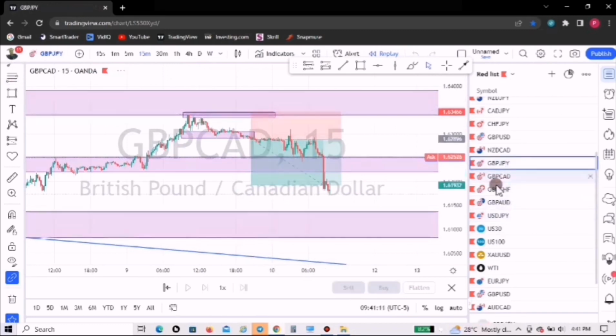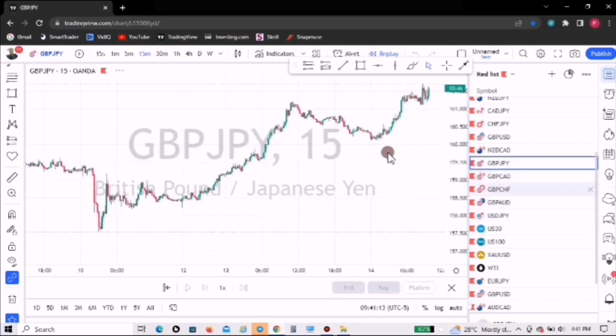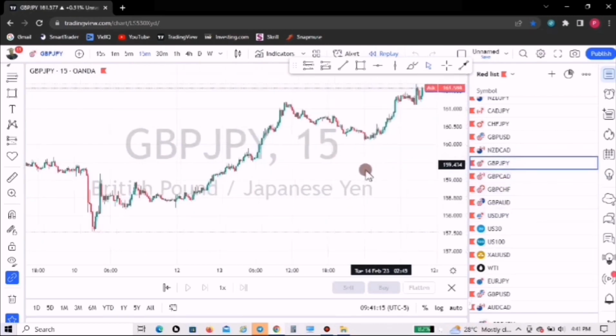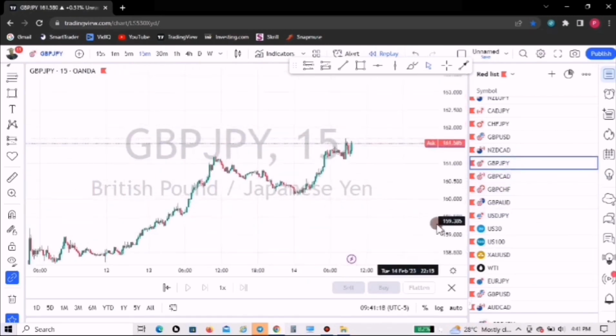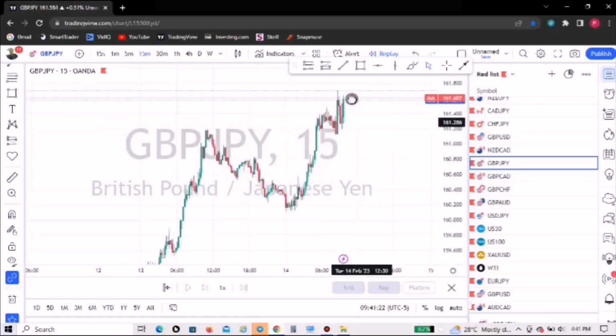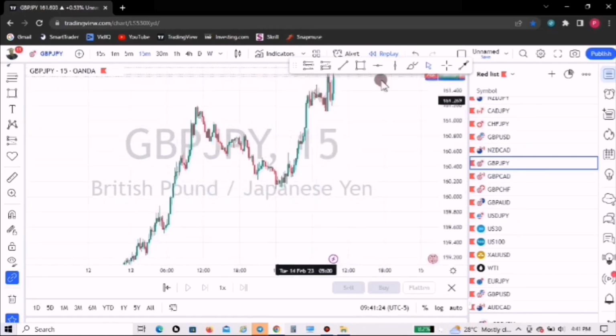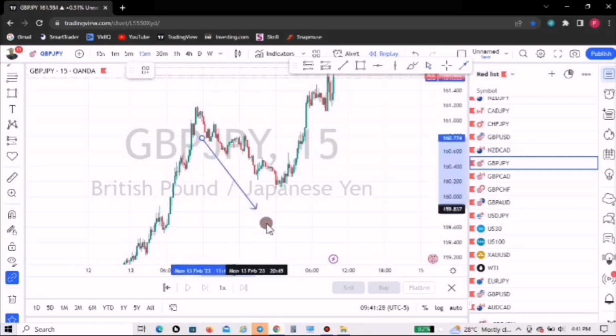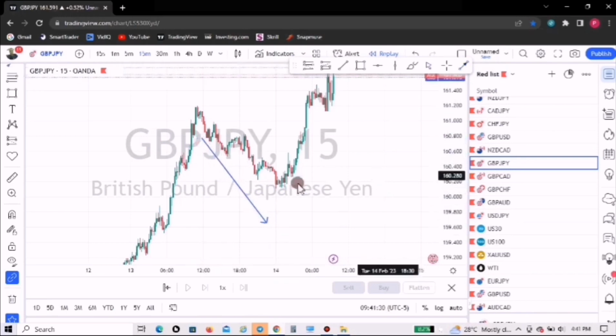Let me try to find another example. Okay, let me show you how you could have caught this move. Price right here was on a downtrend. So what you could have done is this.